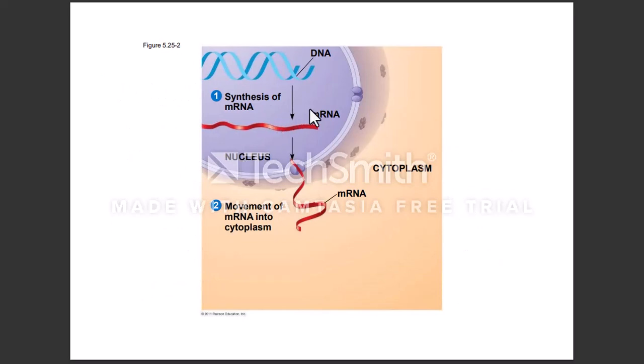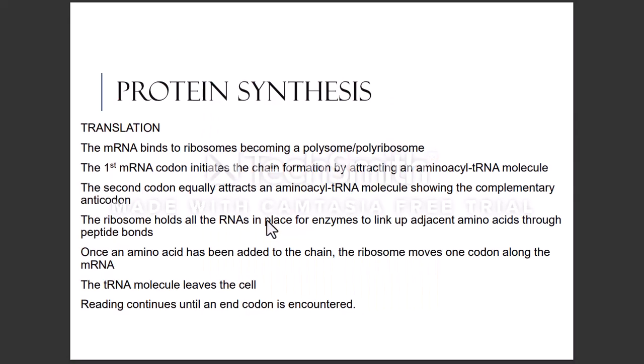So the next step after the synthesis of messenger RNA: the messenger RNA leaves the nucleus through the nuclear pores to enter the cytoplasm. Then in translation, the messenger RNA binds to ribosomes to become a polysome or polyribosome. So you have a messenger RNA and many ribosomes that bind to it, and the resultant structure is called a polysome or polyribosome.